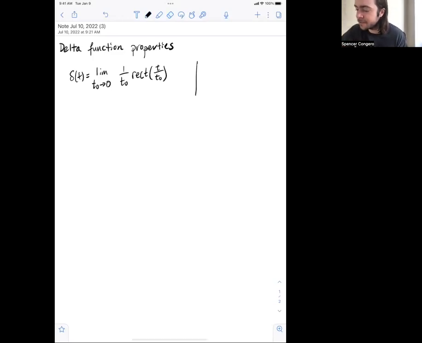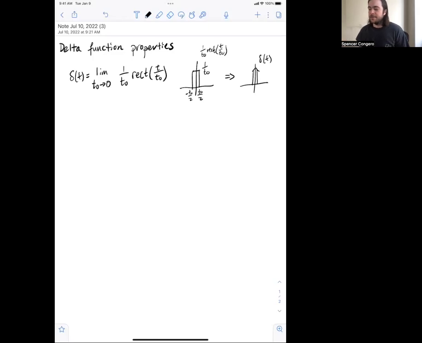I'll just draw the picture real quick. So this is my rect function. Okay, this is 1 over t naught rect of t over t naught. And then we're going to let those get skinnier and taller until eventually it looks like what we draw the delta function as, which is just delta of t. Okay, so that's that statement in pictures.